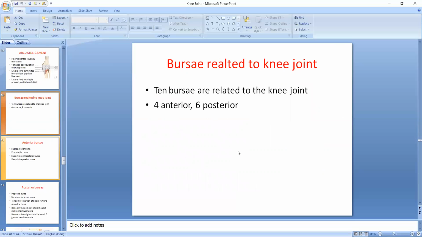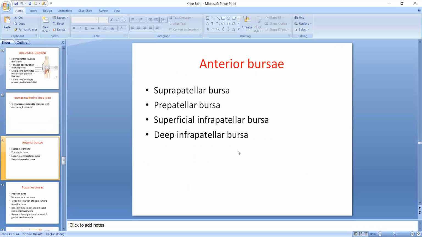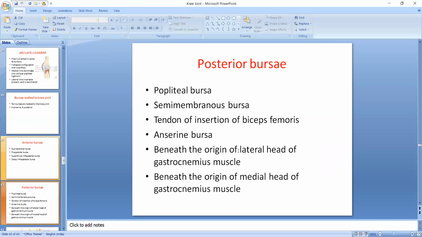Bursae related to the knee joint: there are 10 bursae related to the knee joint, 4 present anteriorly and 6 present posteriorly. Anterior bursae: suprapatellar bursa, prepatellar bursa, superficial infrapatellar bursa, deep infrapatellar bursa. Posterior bursae: popliteal bursa, semimembranosus bursa, bursa at the tendon of insertion of biceps femoris, and bursae beneath the origin of the lateral head and beneath the origin of the medial head of the gastrocnemius muscle.